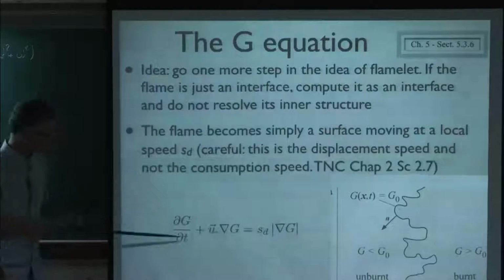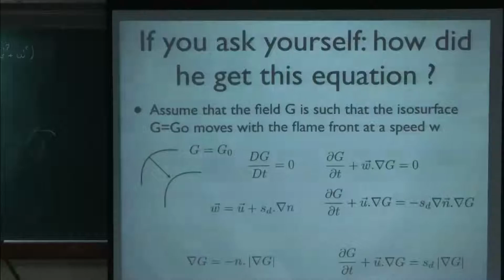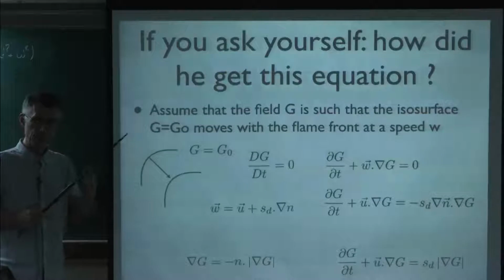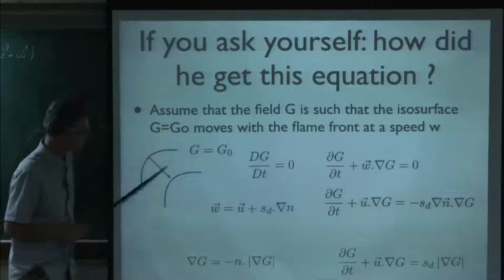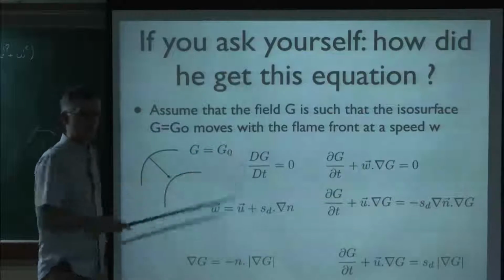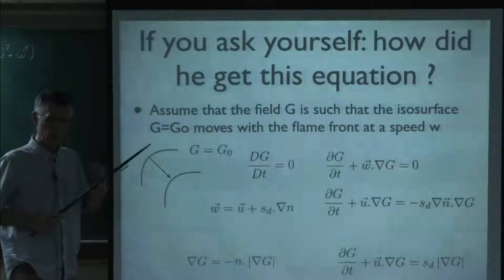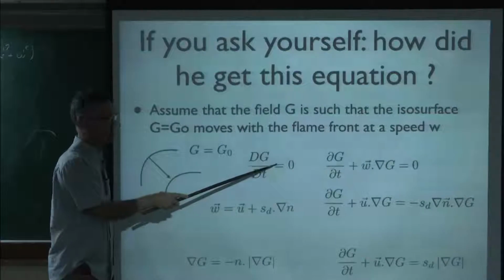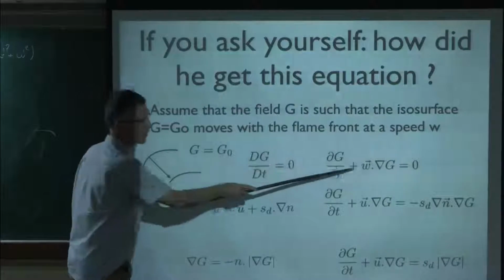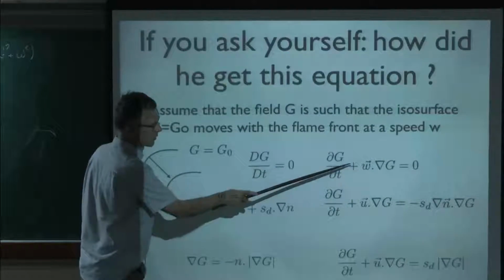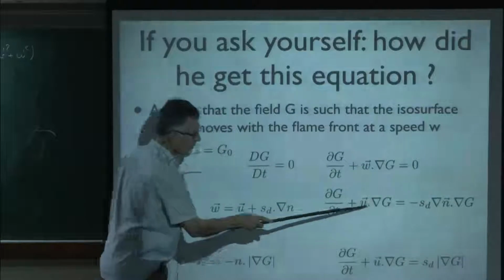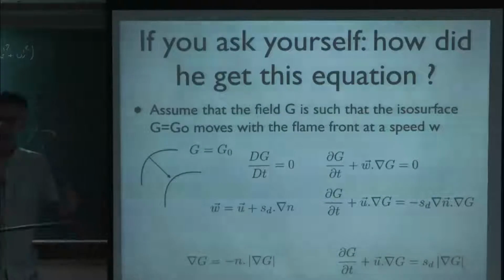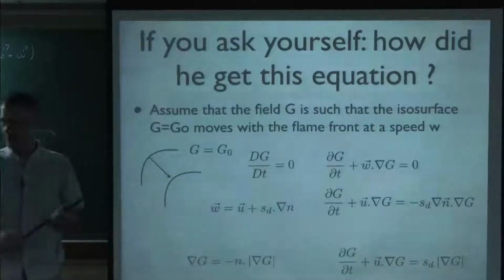And by the way, you might wonder where this equation is coming from. Well, you just have to assume that the G field, the field that you're solving for, is such that the isosurface G equal G naught moves with the flame front at speed w. So if it moves with the flame front at speed w, it means that its derivative versus time is 0 if you consider the derivative at speed w. So this leads to that. w is u plus S_d n. You plug it here, and since these two fields are normal, you obtain this thing. So it's not a big deal, okay? That's how the G equation can be derived.